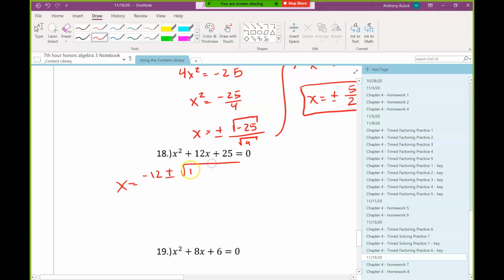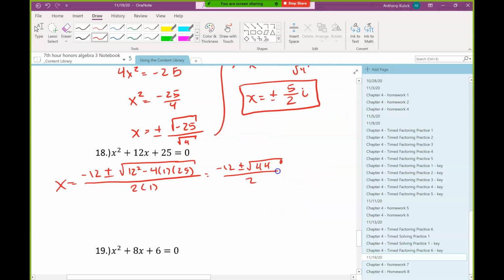So negative b plus or minus the square root of b squared minus 4 times a times c, all over 2 times a. So 12 squared is 144, minus 100 is 44. And 44 I recognize as 4 times 11. So the square root of 44 can be the square root of 4 times the square root of 11. So I could rewrite that as 2 root 11 over 2.